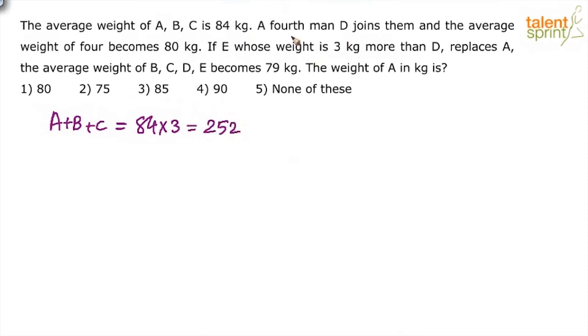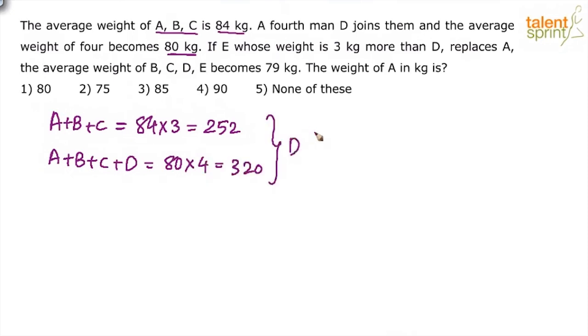Now look at this next point. A fourth man D joins them. Joins this group of ABC, and the average weight of these 4 becomes 80 kg. The average weight of 4 persons is 80 kg means the sum of the weights of these 4 persons will be 80 into 4. So A plus B plus C plus D is equal to 80 into 4. 80 into 4 is 320.